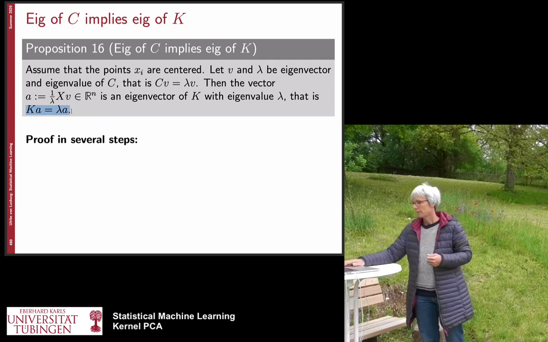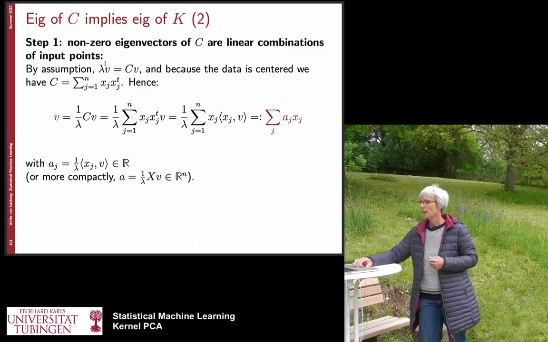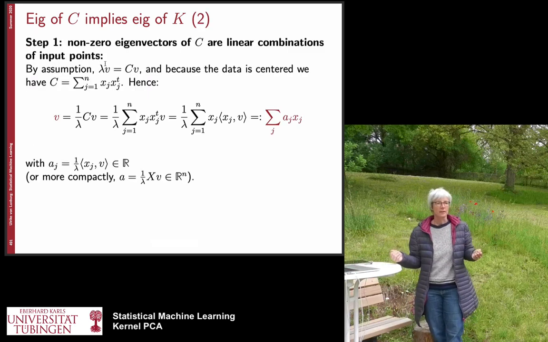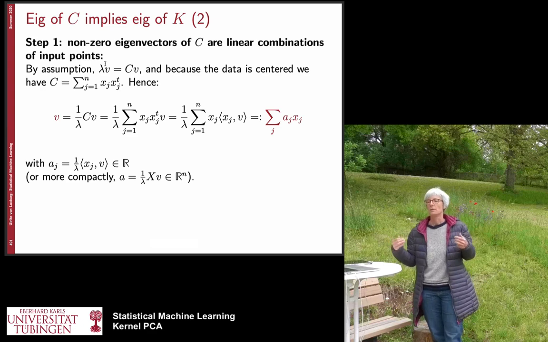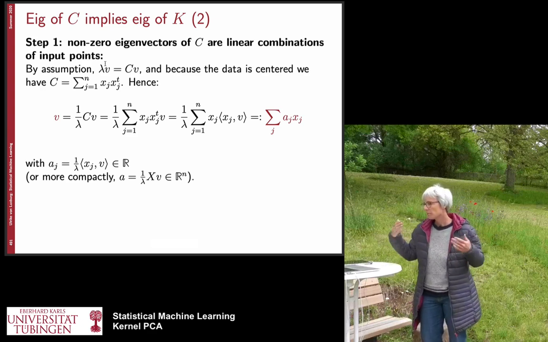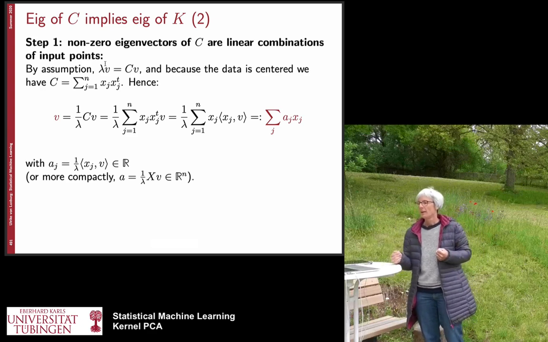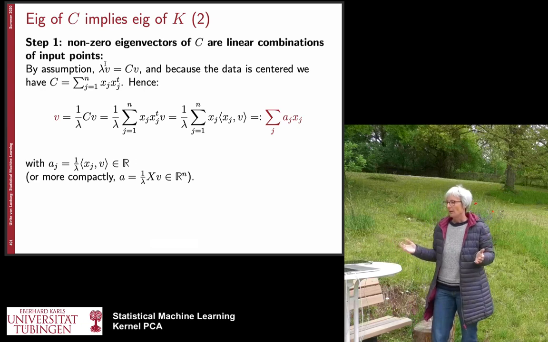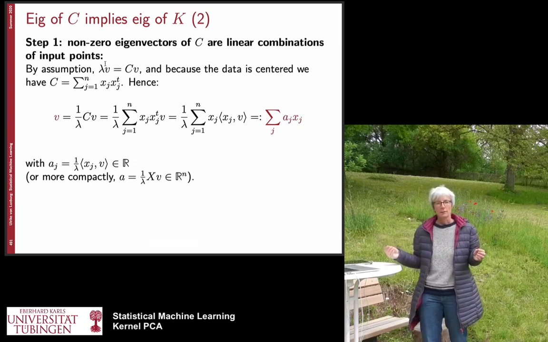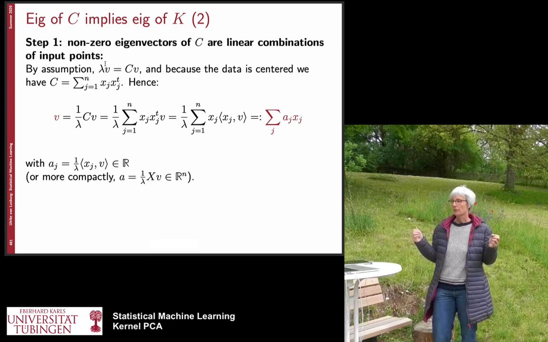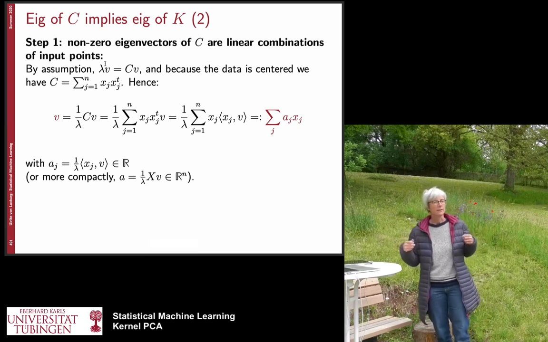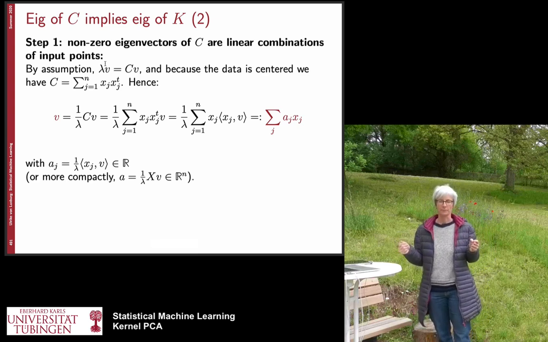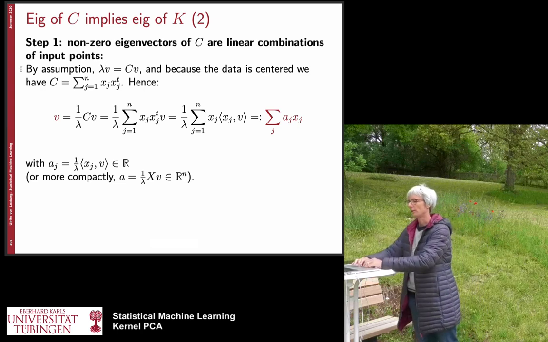Now let's look at the proof. The proof proceeds in a couple of steps. It's not complicated, but a bit more complicated than the previous proof. The first step says that the non-zero eigenvectors of the covariance matrix can be seen as linear combinations of the input points. Let's see how this works.